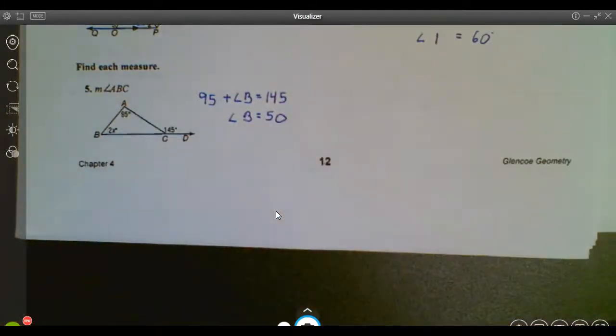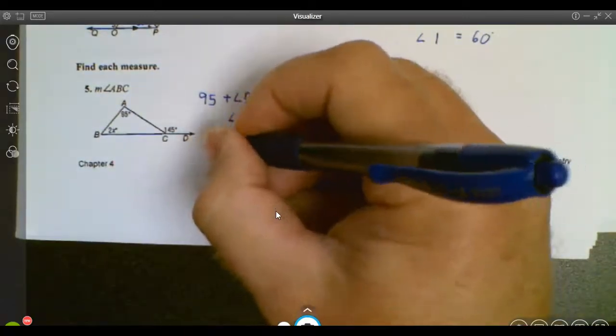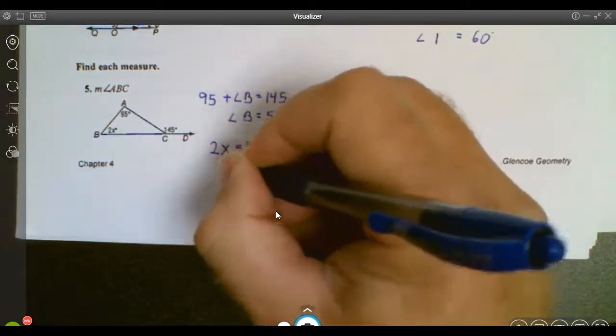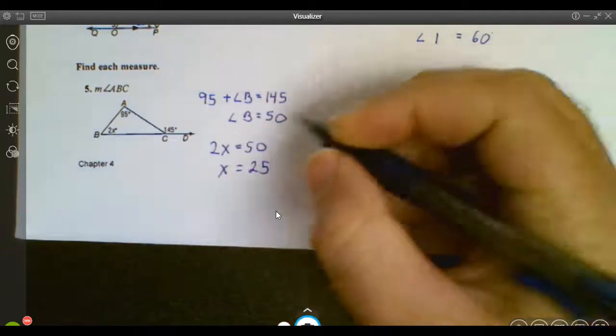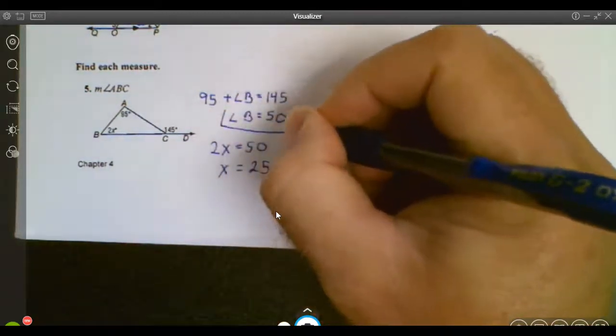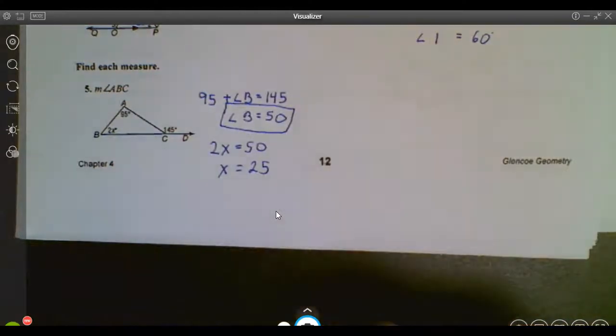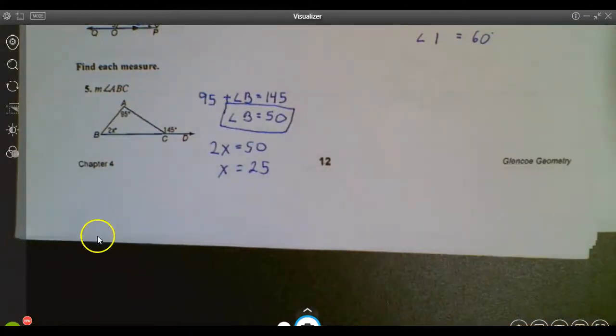Right, and that's it. So that's where I get to stop, because that's all they asked for. If they said solve for x, well, now I could say that, okay, then if that's 50 degrees, then 2x is 50 degrees, and now I know that x is 25. So it's really just a matter of reading directions carefully and finding whatever they are asking you to solve for. That is it for section 4.2.